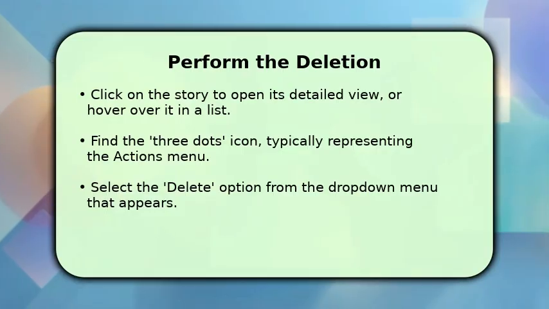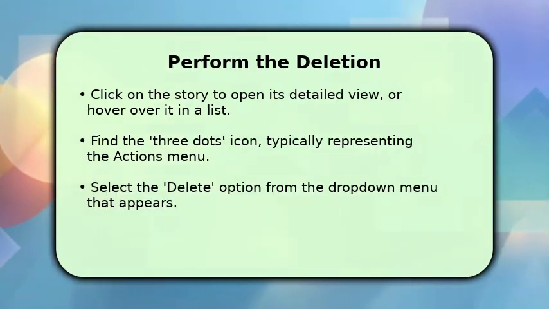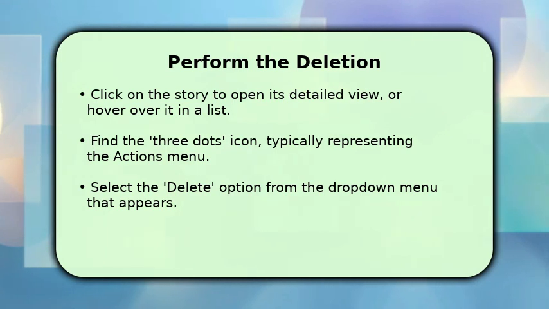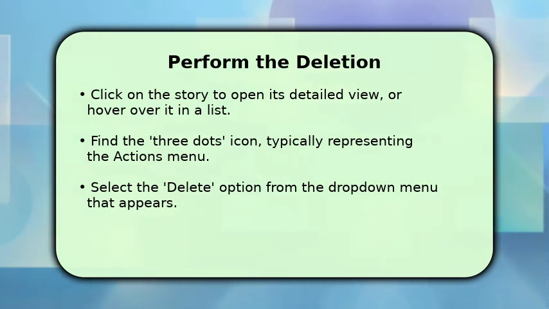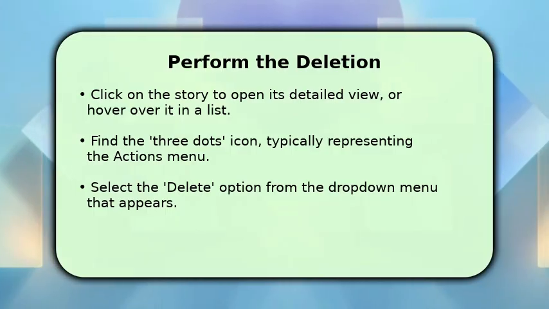Once you have located the story, click on it to open its detailed view. Alternatively, in some list views, you can hover over the story to reveal an options menu. Look for the three dots icon, which signifies the Actions menu. Click this icon, and a drop-down menu will appear. From this menu, select the Delete option to initiate the removal process.